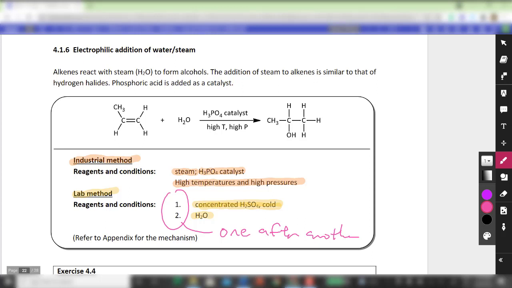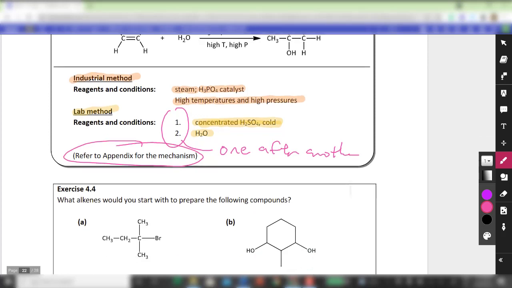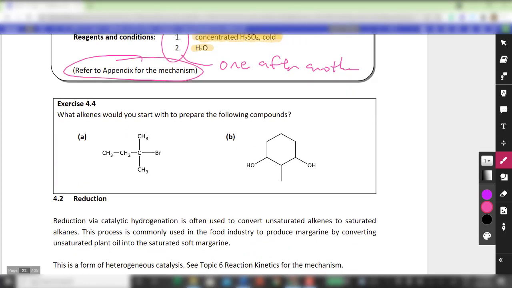So in the first step, you need to incorporate concentrated sulfuric acid first, and then after that you use water to either hydrolyze the intermediate being formed or to replace whatever intermediate group is attached to the carbon in question to generate the alcohol. You are asked to refer to the appendix for the mechanism, which we're probably going to deal with a little bit later on. So what alkenes would you start with to prepare the following? I think we can do that relatively quickly.